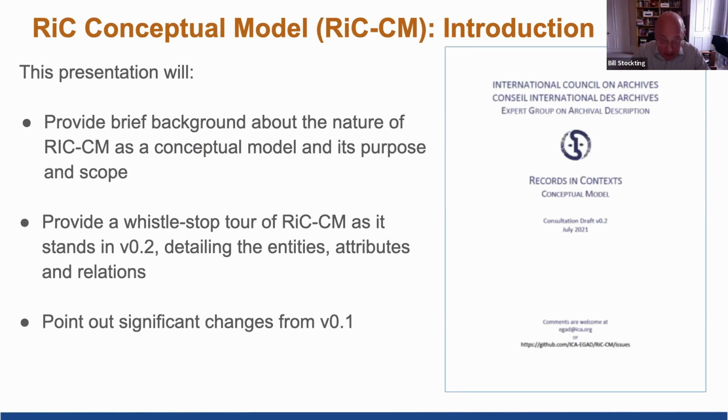whistle-stop tour of the conceptual model as it now appears in its second draft version. As this is an entity relationship model, I'll spend most time on the superstructure of the model, the entities, before looking at their characteristics, now called attributes rather than properties, and finally at relations between the entities. As I do so, I'll draw particular attention to significant changes from the first draft.